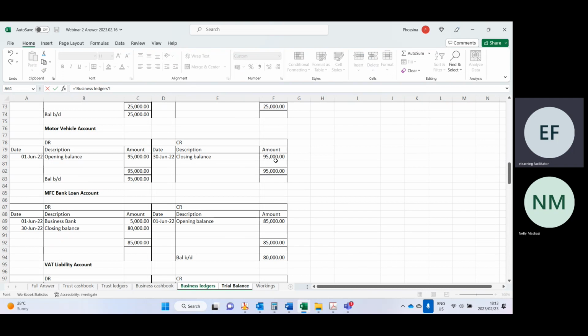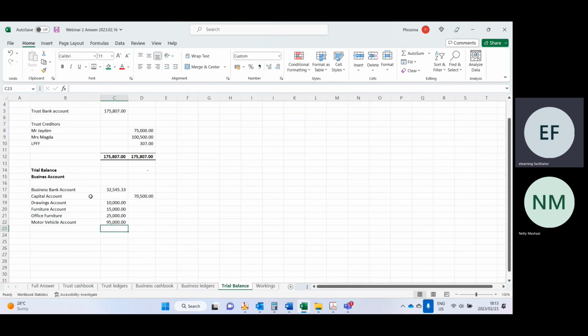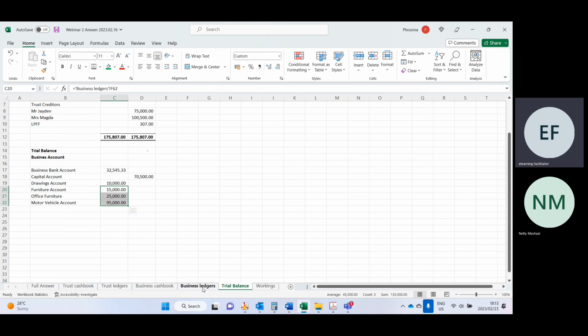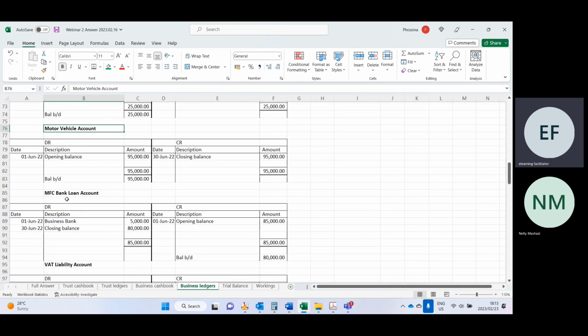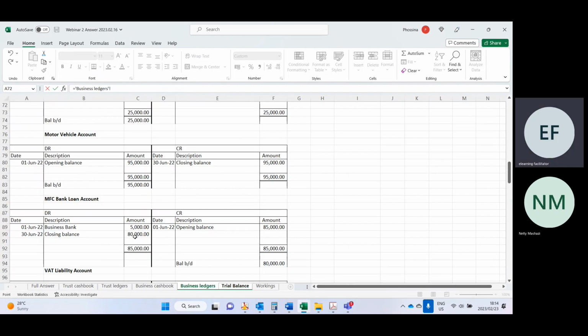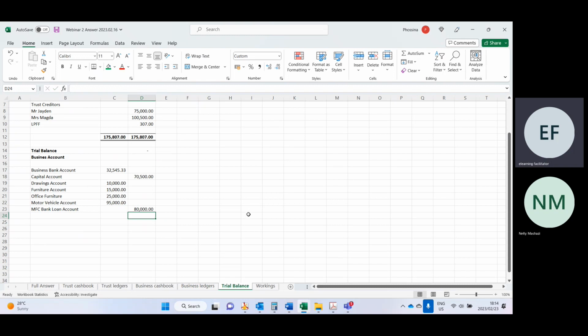So all our assets, if you can look at our assets, they carry a debit balance. Our assets carry a debit balance because they belong to the firm. And then our creditor, like MFC, carries a credit balance because it's our creditor. Okay. Like that, and then we have balanced it off, remember, and we said it's 80.